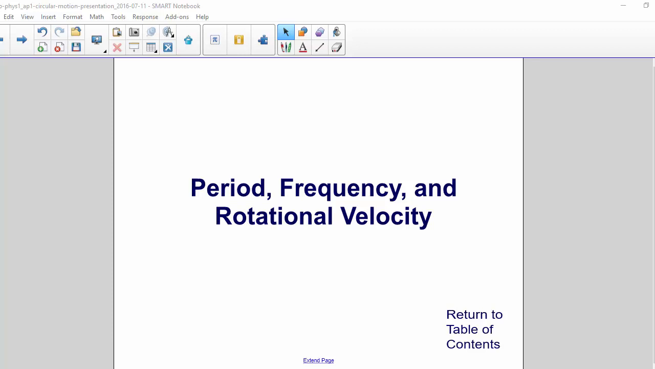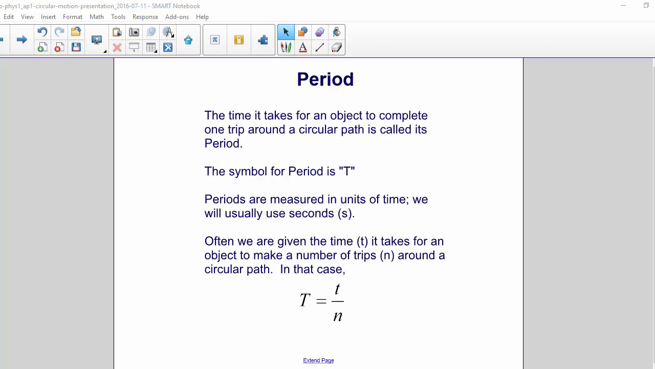Period, frequency, and rotational velocity. The time it takes for an object to complete one trip around a circular path is called its period. The symbol for period is capital T. Periods are measured in units of time. We will usually use seconds.